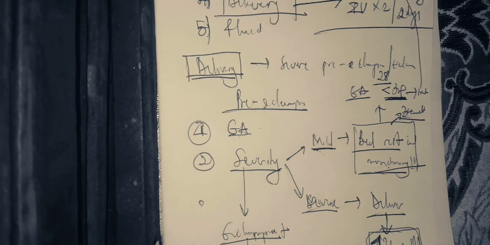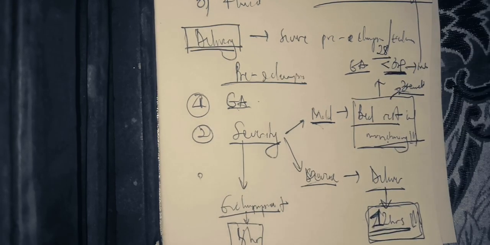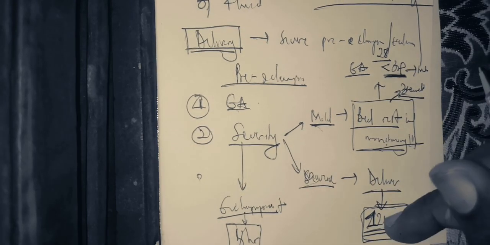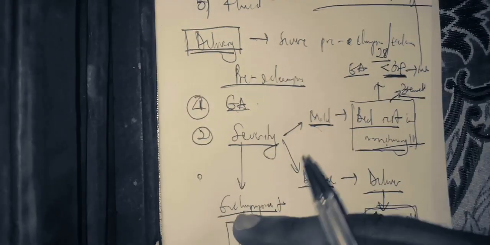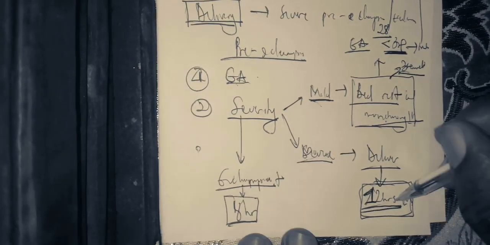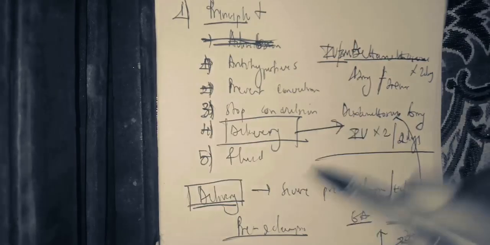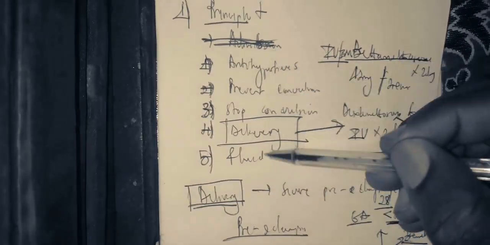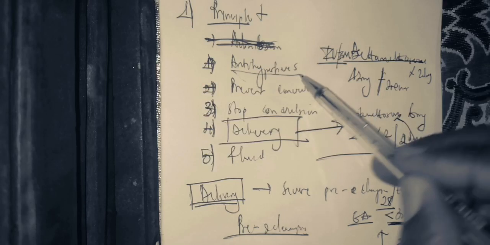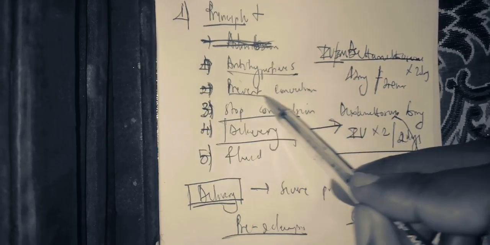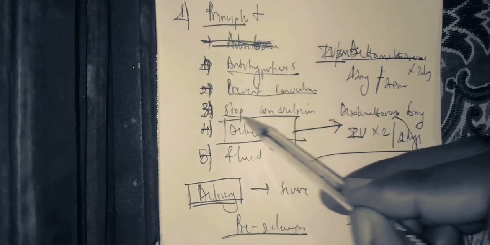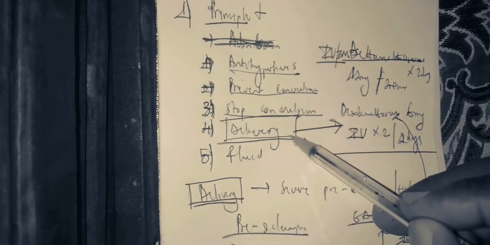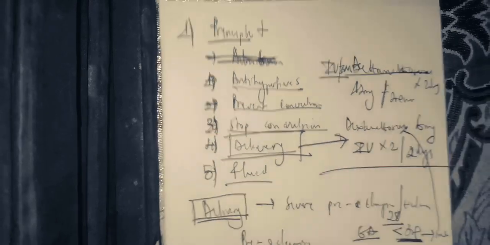So those are the different elements that you have to assess for mild preeclampsia. Now for severe preeclampsia, you have to deliver within 12 hours, and for eclampsia, within 8 hours. Within those 12 and 8 hours, you need to do these other elements. You need to give the patient antihypertensive. You need to prevent convulsion. You need to stop convulsion. You need to deliver the patient. You need to give fluids. So those are the different elements that you have to put in place when a patient has severe preeclampsia.